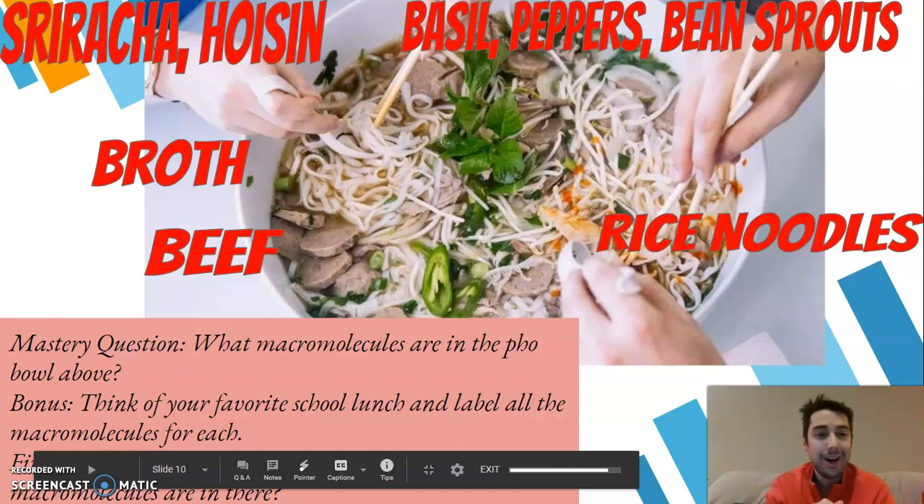But here we go. Think about what macromolecules are in beef, the broth, basil, peppers, bean sprouts. You know, some of these can have more complicated parts to them, so there might be more than one found in there. Bonus, think about your favorite school lunch and label the macromolecules for each part of that meal, and we'll be all set there.